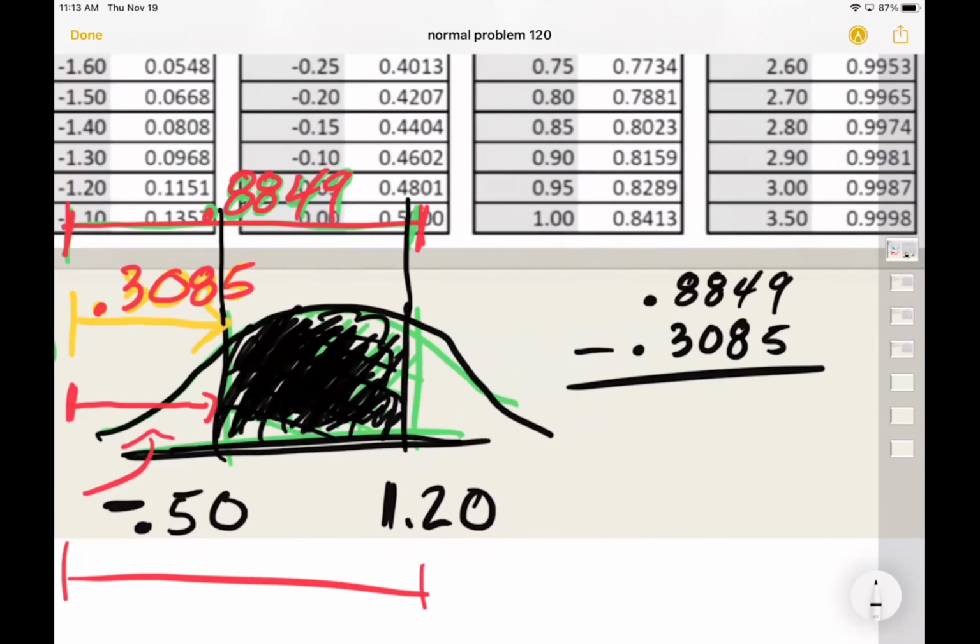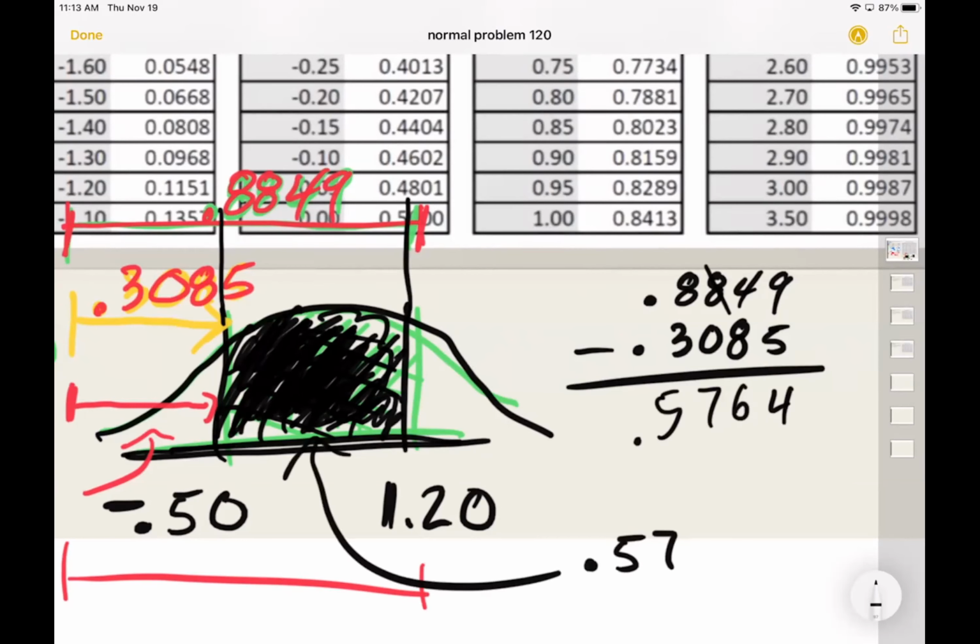If I know that the long way is 88 and the short way is 30, do you agree that the leftover, the in between, will be 50, right? So in the same token, we just take the longer number minus the smaller number. We subtract these and we get 0.5764. So in this case, the area between these two numbers is 0.5764.